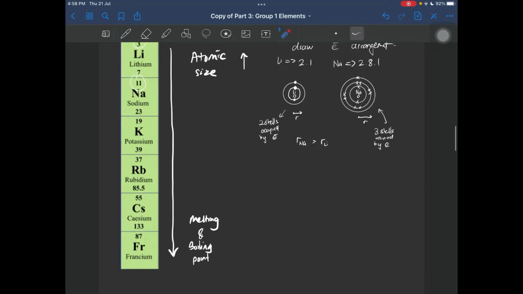How about the melting and boiling point? What happens to the melting and boiling point when we're going down the group?